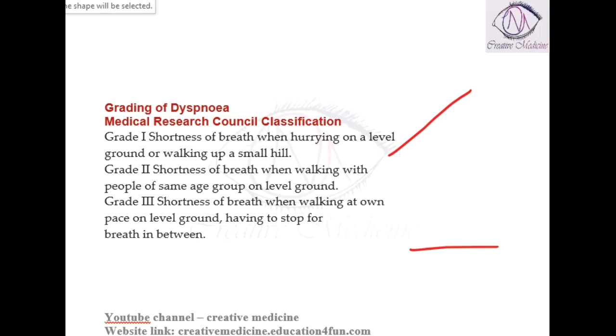when he is walking with his peer group, that is, when we ask the patient to walk in a straight line on level ground, and if he walks slower than the people of his own age and own sex, then that is grade 2.